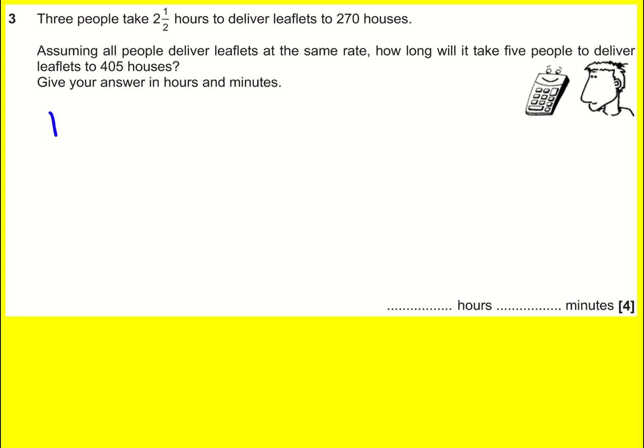Okay, let's set this out. This is a three-way proportion question. So we've got the number of people, we've got the time, and we've got the number of leaflets. And we've got that 3 people take 2.5 hours to deliver leaflets to 270 houses. I wrote leaflets, but I should probably change this to H. Let's do that.